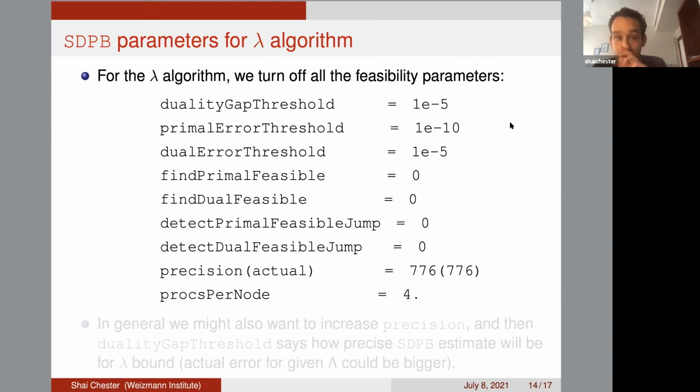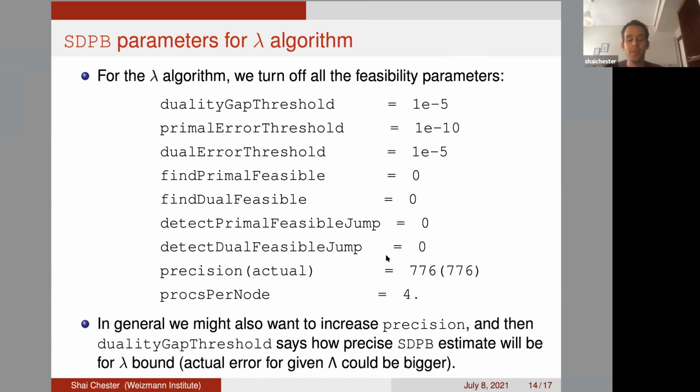Now let me describe the parameters we're going to use for the OPE coefficient algorithm. Most of the parameters are pretty similar, except we turn off all the feasibility parameters. Remember that for the OPE coefficient algorithm, we don't want to find just a primal point or just a dual point. We want it to become both primal and dual feasible. Furthermore, we actually want to find an optimal point, and so we don't want SDPB to end early. Also, because we're trying to find an optimal point, usually you need a bit more precision, and that's why I'm using 200 more digits of precision. Those are the main changes. And that's a general story: you should always use a bit more precision when doing OPE coefficient maximization versus just finding an alpha for the scaling dimension algorithm.